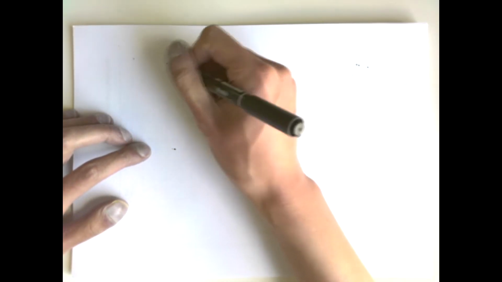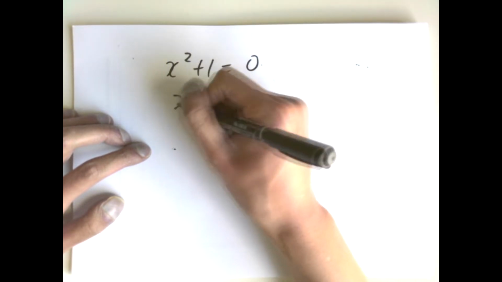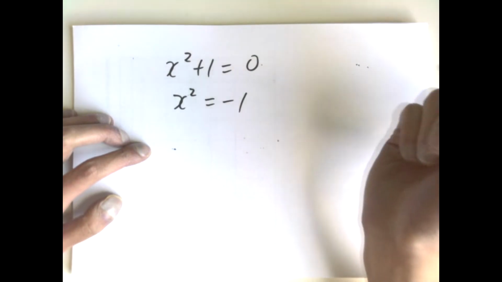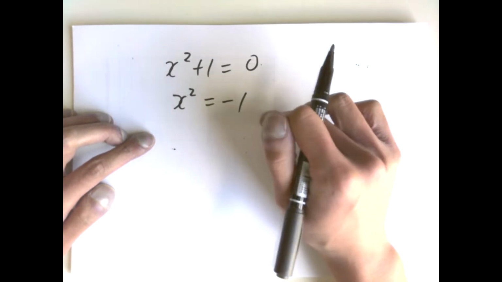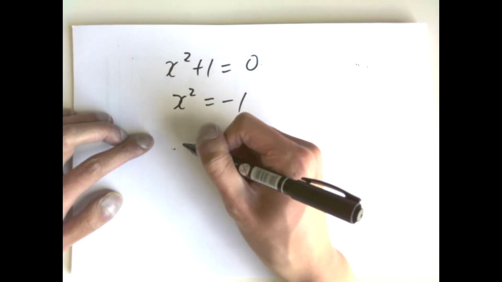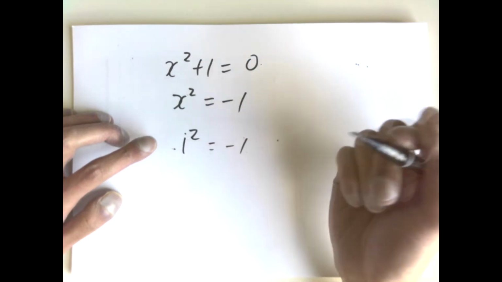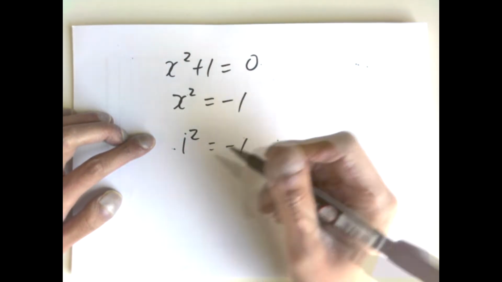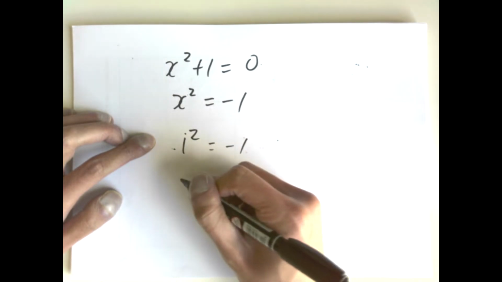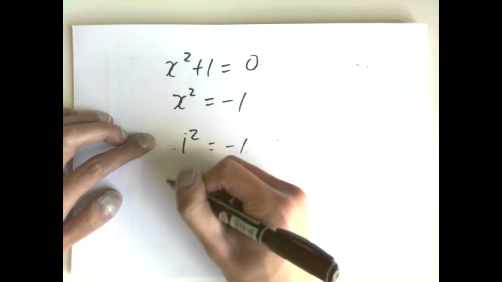We introduce an element to help us with this kind of equation. We don't know how to square root a negative number, but what we can do is define something whose square is a negative number. We call this i. The more common use of it is i equal to the square root of minus 1.